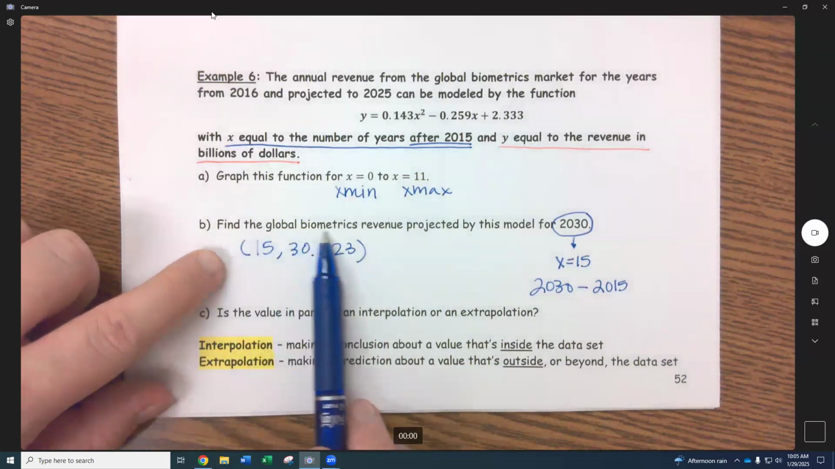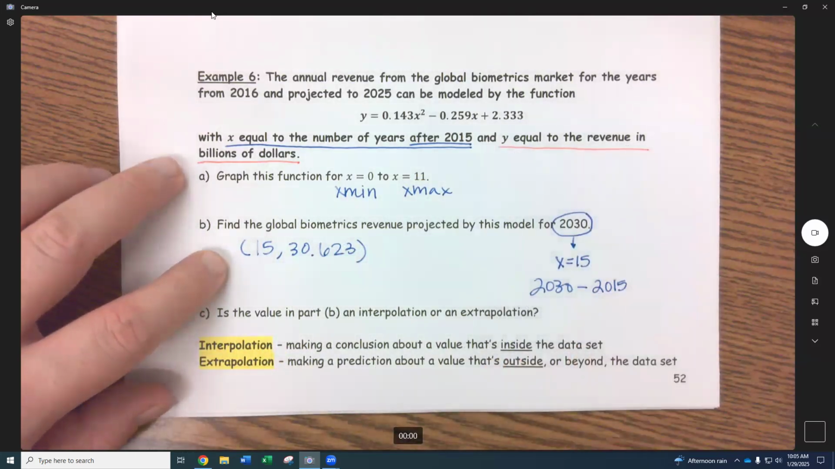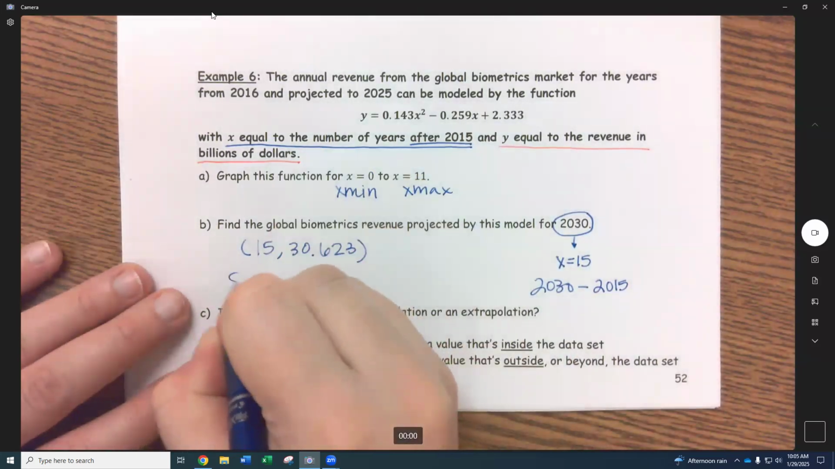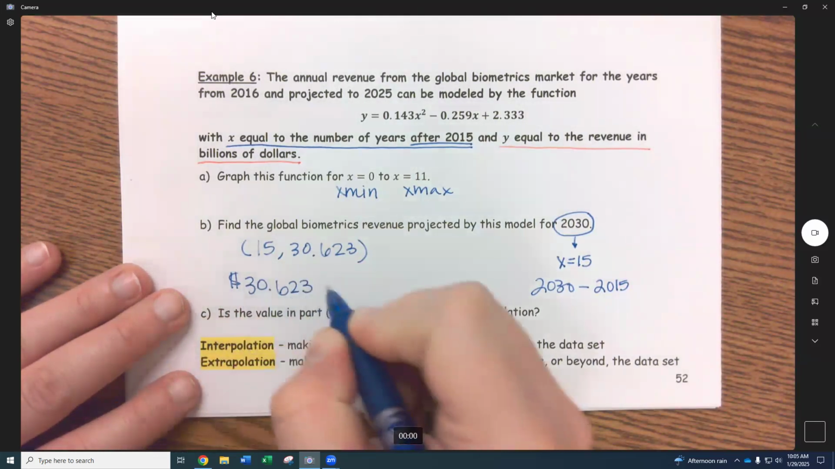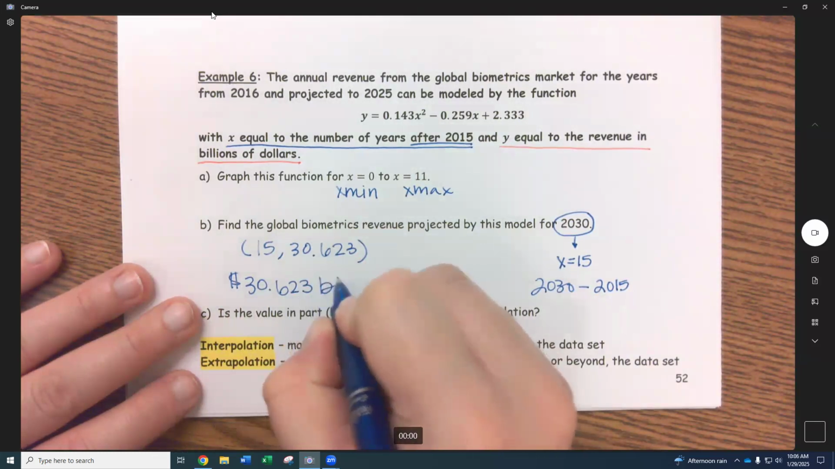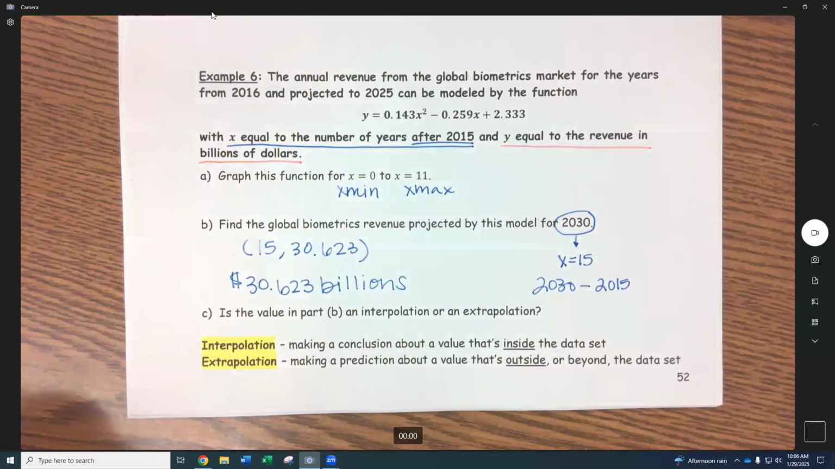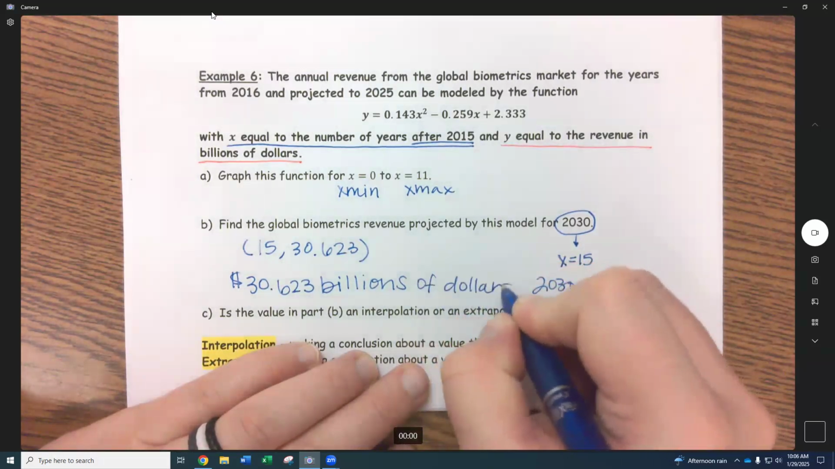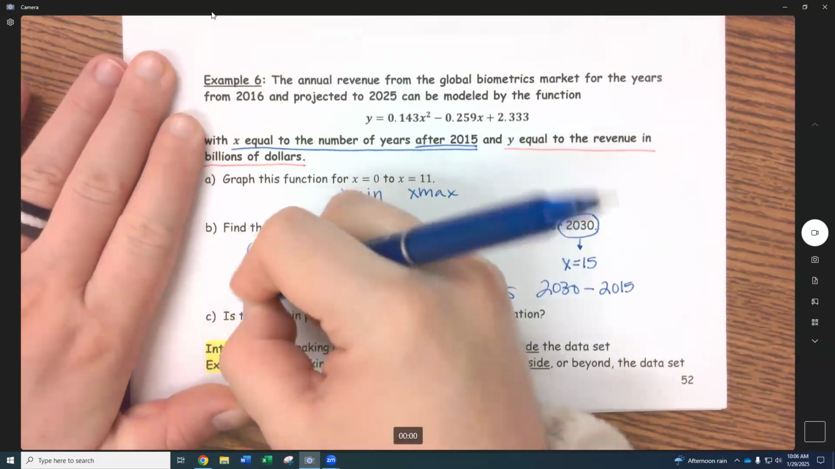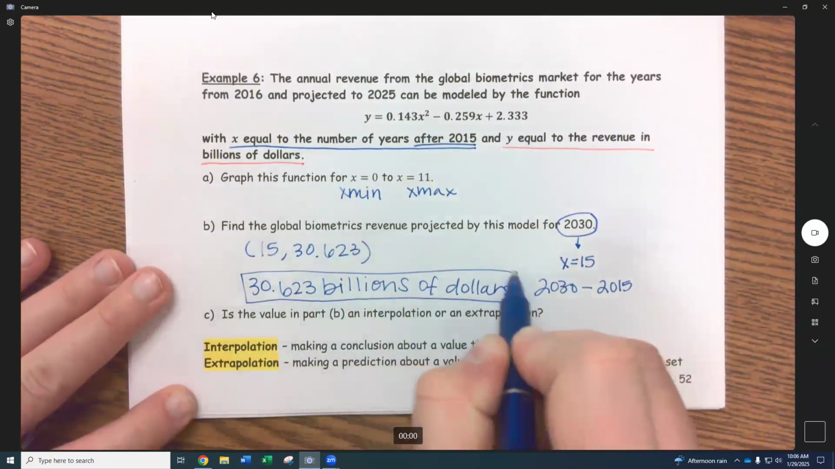If it says find the global biometrics revenue, my revenue is in billions of dollars. Word problems need word answers, or at least units. So we have 30.623 billion dollars. Let's just go ahead and do billions of dollars, and I'll take away this money sign here. So I'm going to call that my answer.